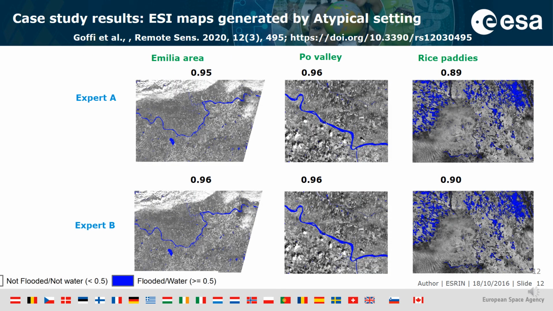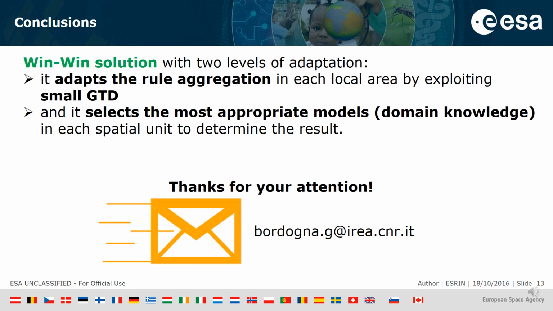These are the results of the final flood map averaged over the 10 runs of the typical setting, when using small ground truth data for the learning of the aggregation, for expert A and B. The average score over all runs and over all thresholds is high in all areas, above 89, and this reveals that our algorithm is very stable with respect to the expert knowledge and also with respect to the size of the ground truth.